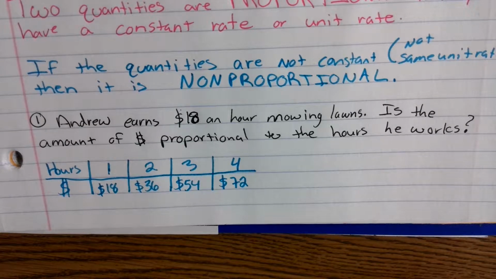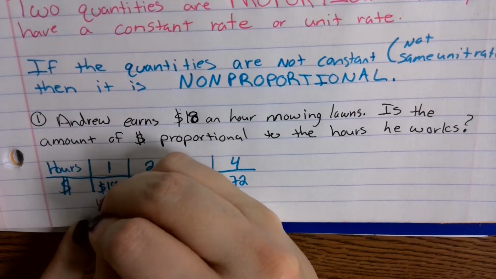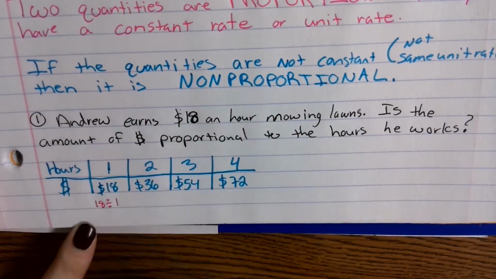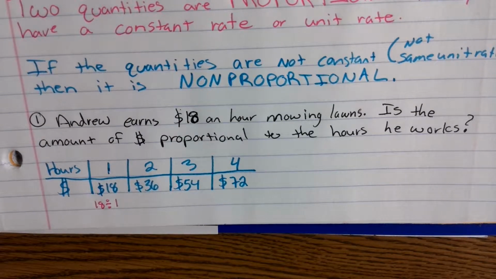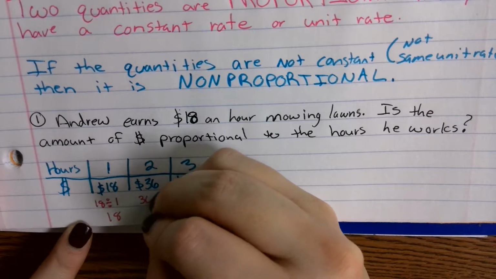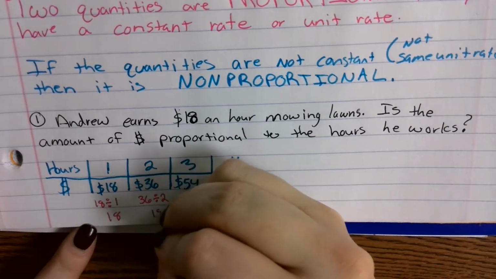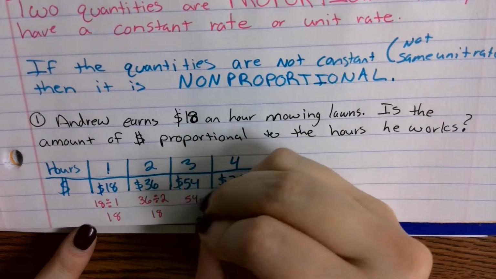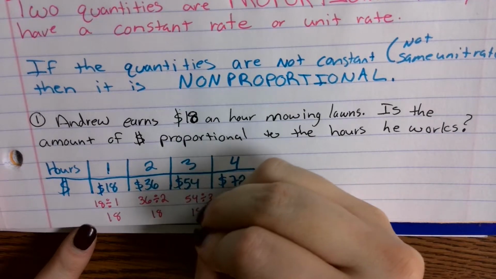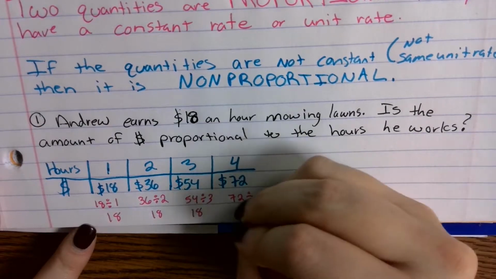to see, okay, are they going to be the same unit rate? So we're going to take the $18 and divide it by 1. If he takes 18 and divides it by 1, what is he going to get? 18. Okay, then we're going to take $36 and divide it by 2. What does he get? 18. Take 54, divide it by 3, get 18. Take 72, divide it by 4, he gets 18.